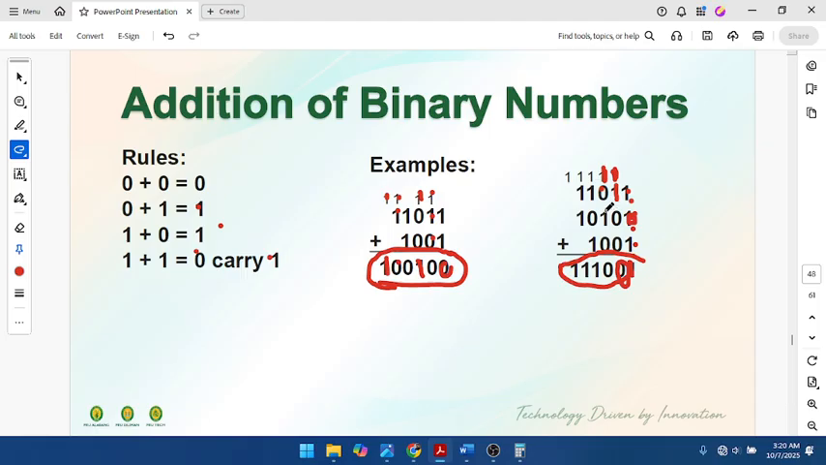And 1 plus 1, 0 carry 1. So 1, 0, 0 plus 0 equals 0. So 1 plus 1, we have 1, 0 carry 1. 0 plus 0 equals 0. 0 plus 1, we have 1. 1 plus 1, 0 carry 1. 0 plus 1, we have 1. Okay, so bring down 1. So, okay.